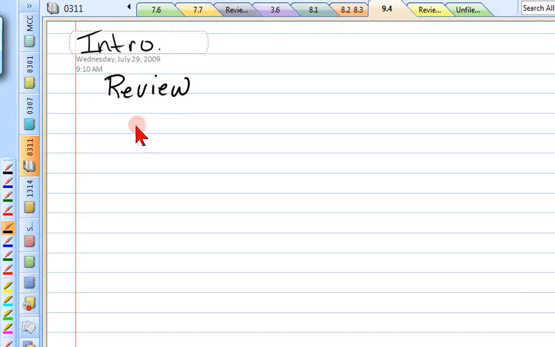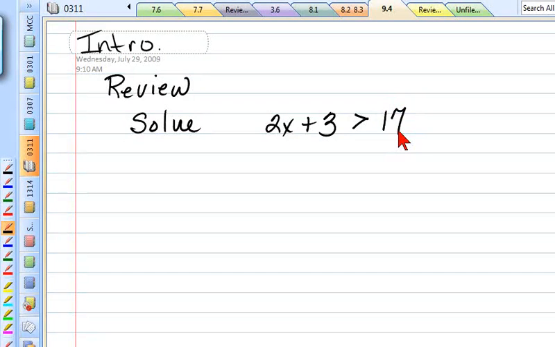Okay, review. What if I ask you to solve, and this actually comes from Math 307, 2x plus 3 is greater than 17? What would you do to solve? Now, that's a linear inequality in one variable. Today we're going to do them in two variables with x's and y's. But what would you do to solve this inequality?